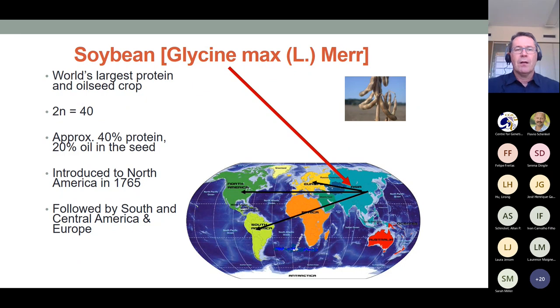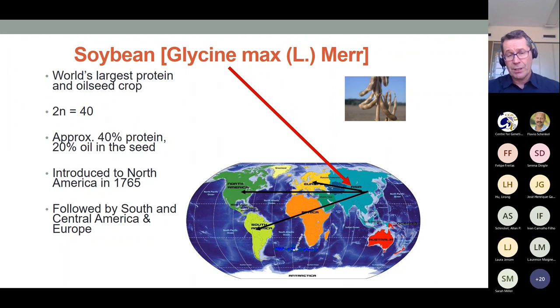Soybean is the world's largest protein and oilseed crop, and it has a 2N number of chromosomes, 40. It's a self-pollinated plant, which self-pollinates about 99% of the time with very little, no more than 1% cross-pollination. So why is it grown? It's grown for its seed, because the seed is rich in nutritional compounds.